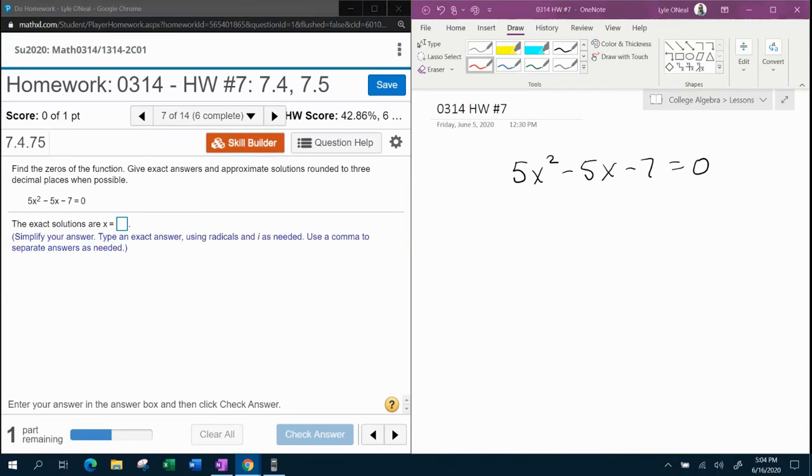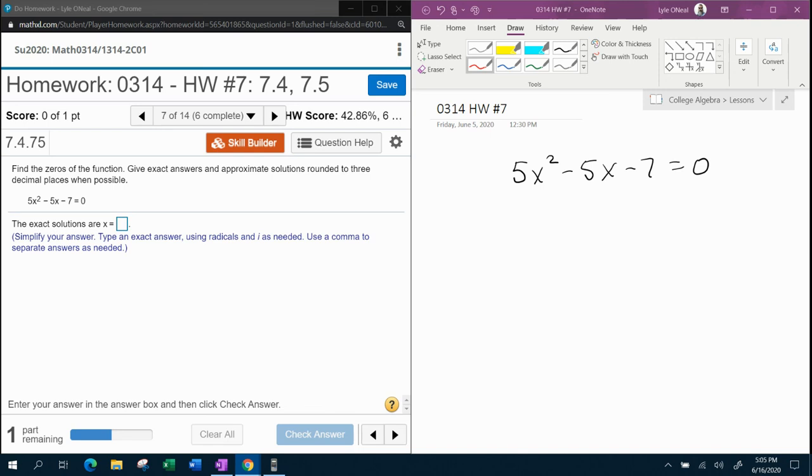All right, here we go. Question number 7 from our 0314 homework number 7 in MyLab Math. The instructions say find the zeros of the function, give exact answers, and approximate solutions rounded to 3 decimal places. All right, so we got a good bit of work ahead of us.